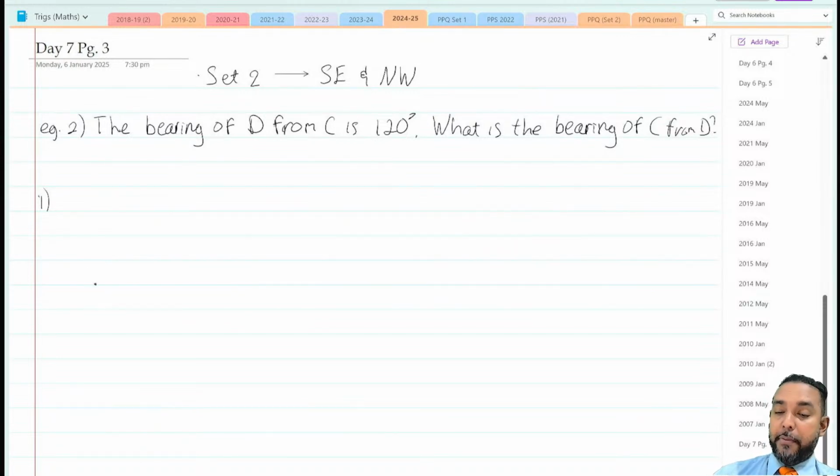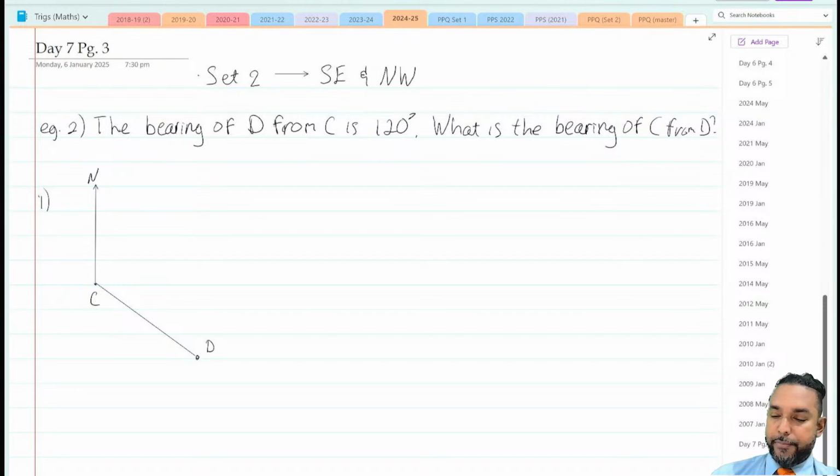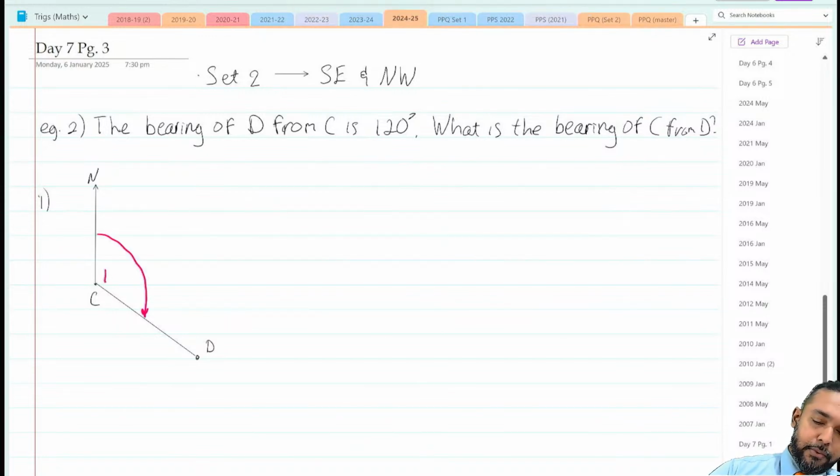Right. So we have a bearing of D from C. If it's from C, C is your starting point. We're going to draw a north line at C. Now again, 120 is somewhere down in that quadrant. You don't have to get a protractor or measure any angle. Just put a random point D there, and connect those two. The angle here is 120 degrees. That's the bearing of D from C.